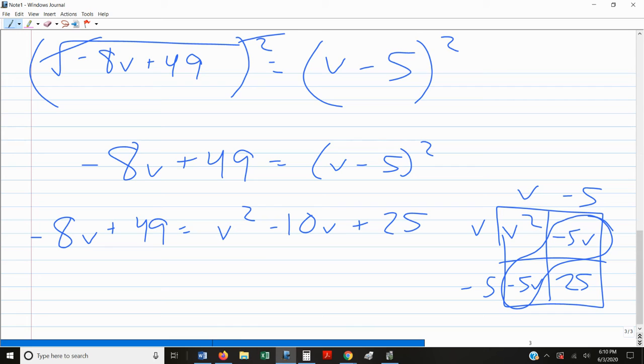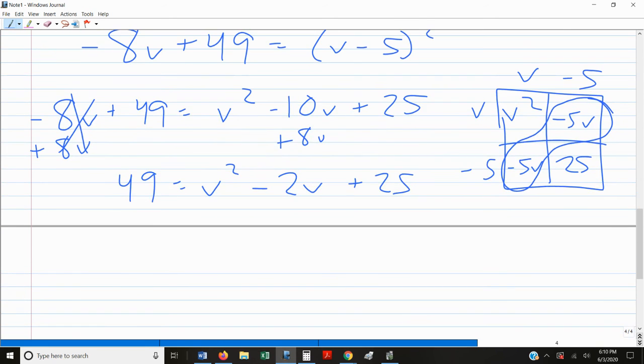You're going to put everything on one side. You could do the quadratic formula. You could factor. That's what we're going to do to get the answer. There's a weird thing that happens at the end, so we'll get there. So I'm going to move the 8v over. So I'm going to add 8v to both sides, and I've got 49 is v squared. Negative 10 plus 8 is negative 2v, and then a positive 25.